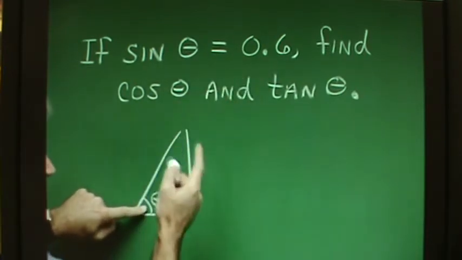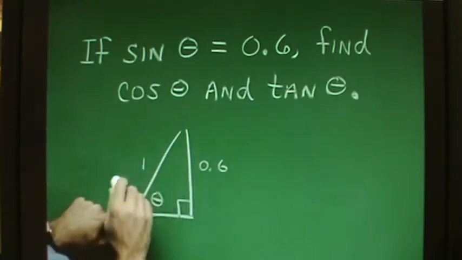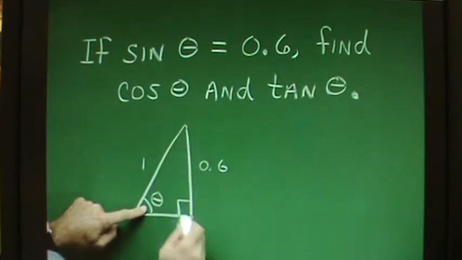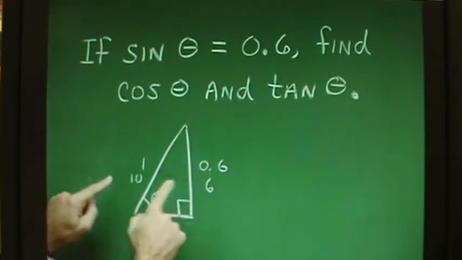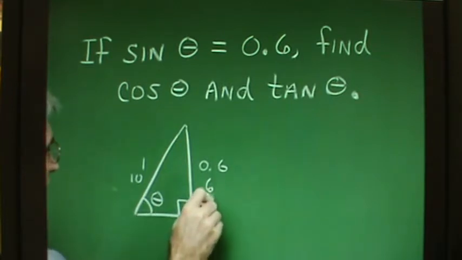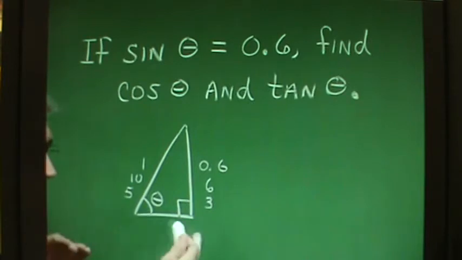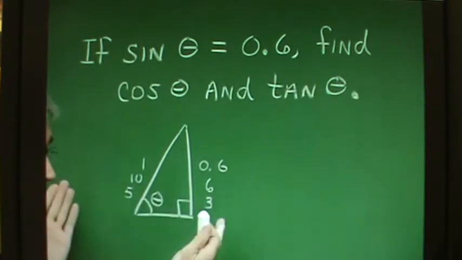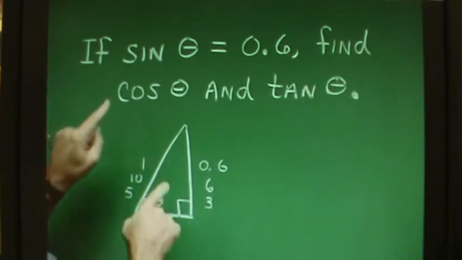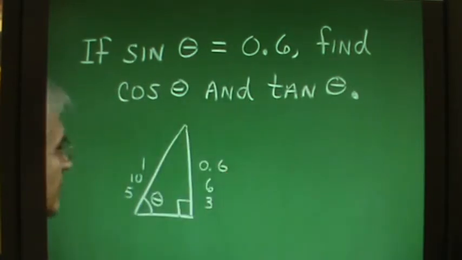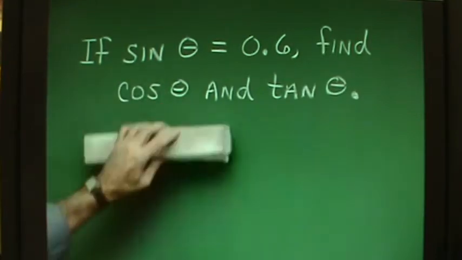It could be 6/10 over 1, and I could make this 6/10 and this 1. Or I could say, well, 6/10 is 6 over 10, so I could make this side 6 and this side 10. Or I could say, well, 6 over 10 is the same as 3/5, so I could make this side 3 and this side 5. So there are a lot of ways to set up the situation using a triangle in order to go through and find the third side, and then find cosine theta and tangent theta. All right, all of that's fine, but let's use identities here to solve the problem.